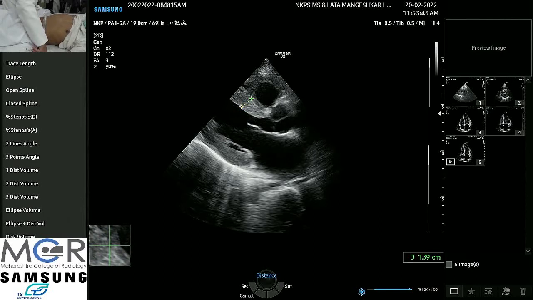This is the septum, which is thickened, 13 mm. This is the posterior wall. This is also thickened, 13 mm. So he has concentric left ventricular hypertrophy and left atrial dilatation because of type 3 diastolic dysfunction. Now let us move to the next topic.